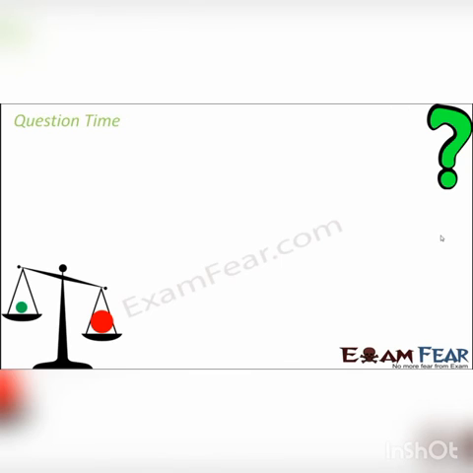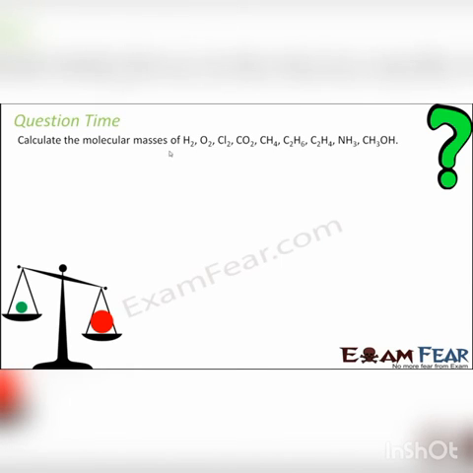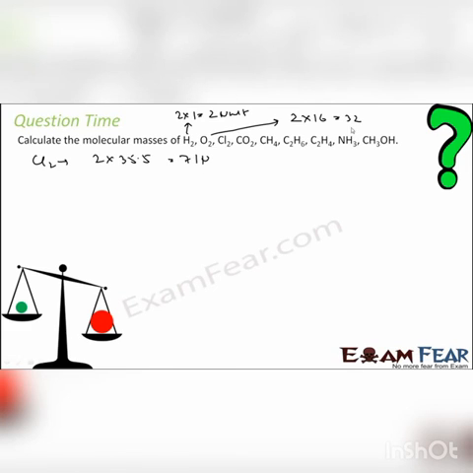Okay, let's take some questions. We have to find the molecular mass of these compounds. They are all compounds. Hydrogen, 2 hydrogen, 2 into 1, 2 units. Let's do some here only. Oxygen, 2 oxygen, 2 into 16, 32 units. Chlorine, 2 chlorine atoms, 2 into 35.5, that is 71 units. You can just use this letter or you can write it.